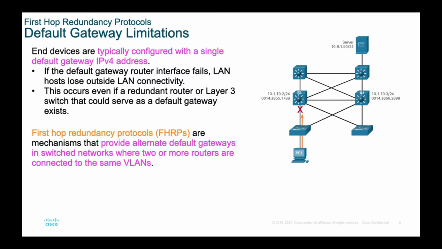So in order to cater for this problem, network engineers introduced a protocol that we call First Hop Redundancy Protocol, which is the mechanism that provides an alternate default gateway in a switched network where two or more routers are connected to the same VLAN or same LAN. So we have implemented R1 and R2 as gateways, but at any one time there is only one default gateway. They are able to switch between these two routers as the default gateway.